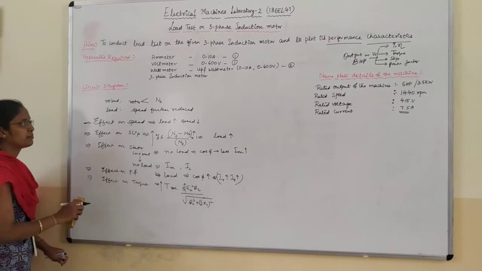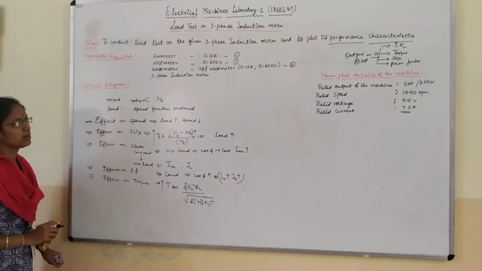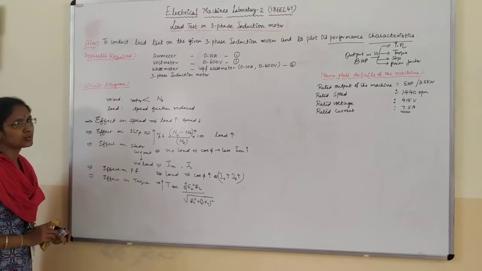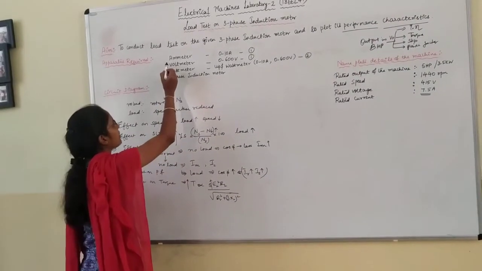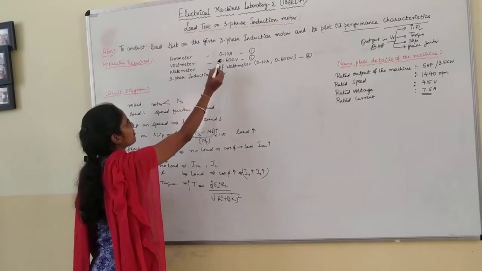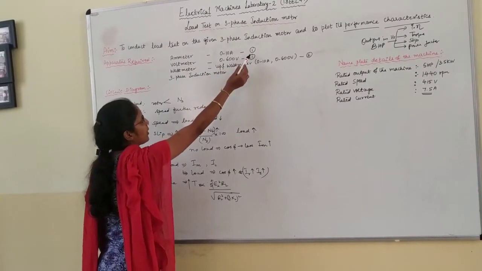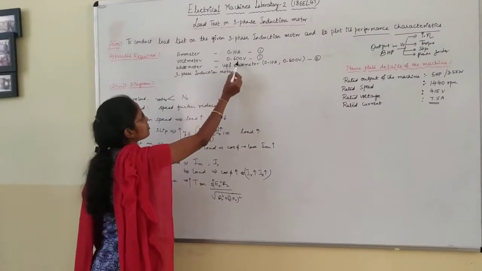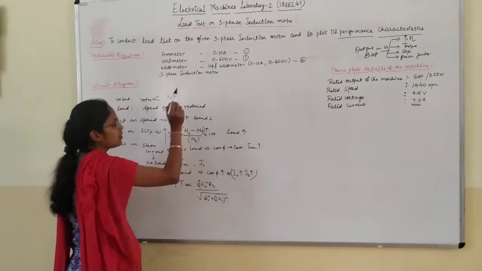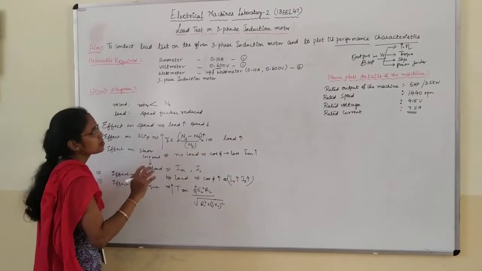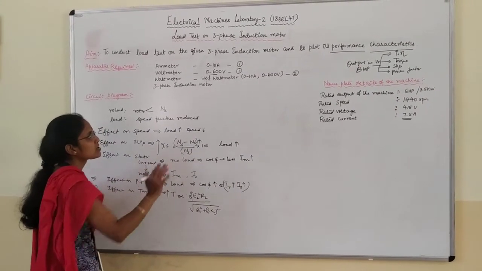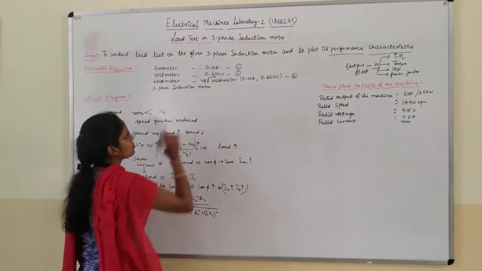Now let us move on to the circuit diagram. Before that, what components do you require to rig up the circuit? The apparatus required is an ammeter of 0 to 10 amperes, quantity 1, and a voltmeter of 0 to 600, quantity 1. Why do you prefer 0 to 600? Because this is a 3-phase supply, so we should have a range above 450 volts. So we prefer 0 to 600 volt.